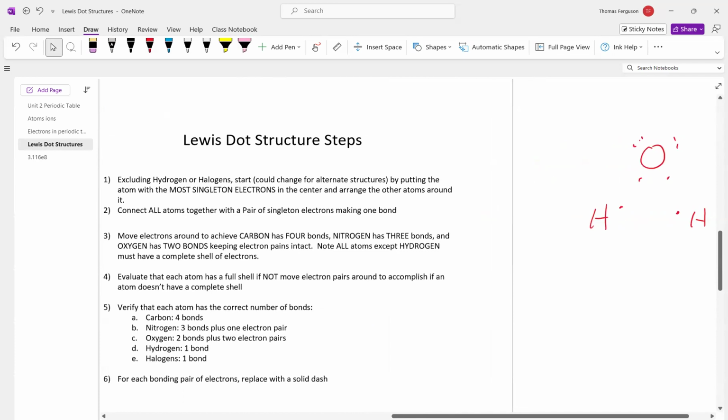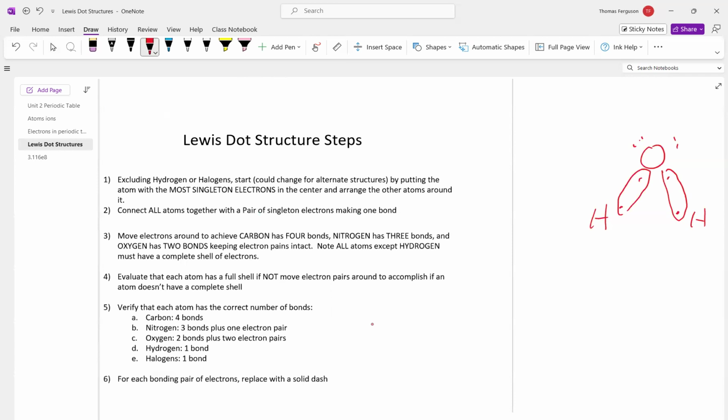Step two is connect all the atoms together with a pair of singleton electrons. Okay. That's step two. So what we want to end up with is eventually carbon needs 4 bonds, nitrogen needs 3, oxygen needs 2, and the halogens need 1, and hydrogen needs 1. Okay. So oxygen's got 2 bonds, 2 singletons. Number 4.